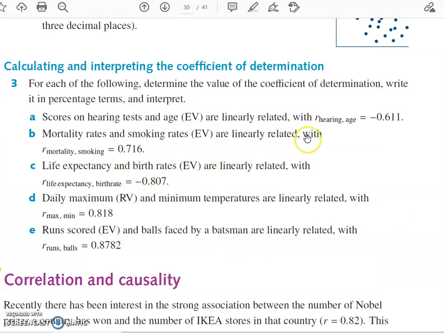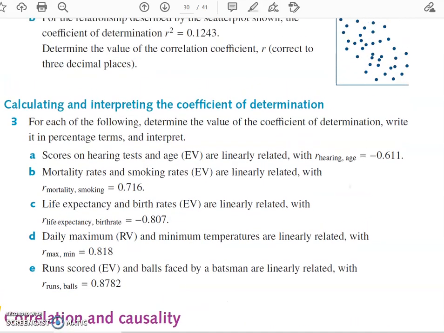So 37.3321 means that 37% of the change in the hearing test result can be attributed to the age of the person. So 37% of changes to hearing test results can be attributed to changes in the age of the person.